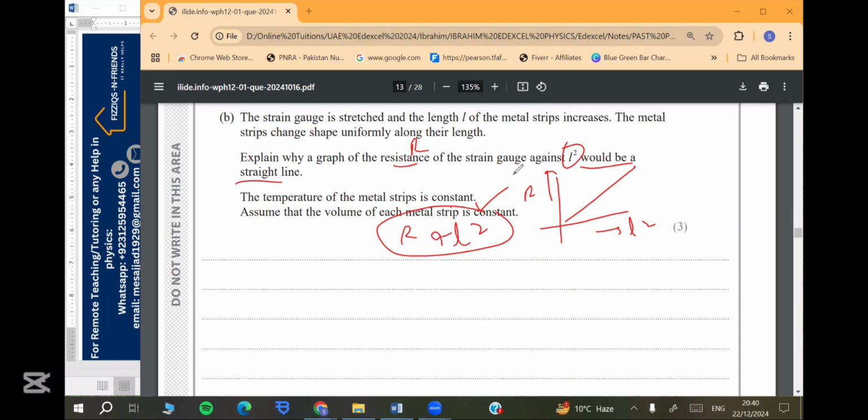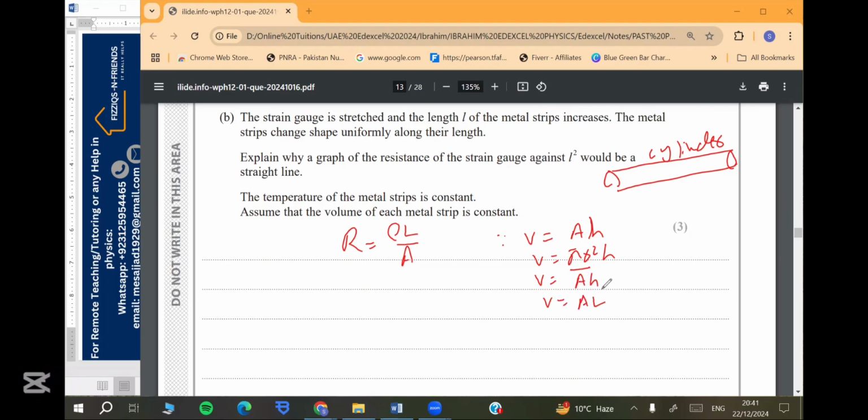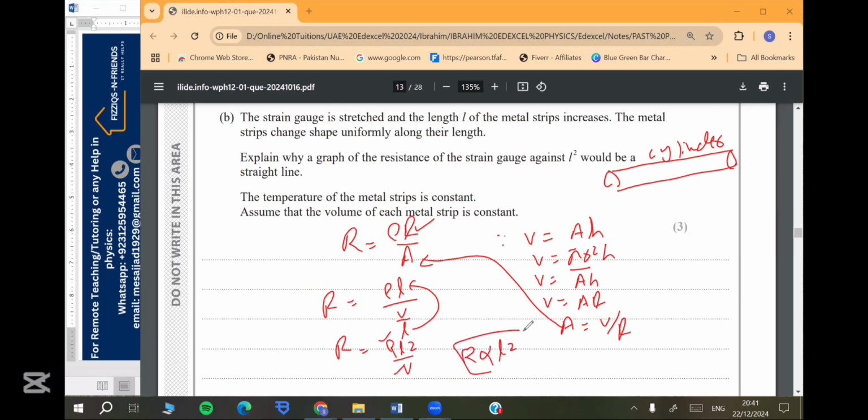So we will start from R equals rho L over A. Volume is equal to area times height, or pi r squared h, because the wire is usually in the shape of a cylinder. For the time being we will write pi r squared as A and h as L, just for understanding. So now A will be equal to V over L, or you can write small l, because in the question we have small l. Now we plug in the value for area: rho L over V over L. Now this L will go upstairs and it becomes rho L squared over V. Now this is constant, therefore we say that R is directly proportional to L squared.